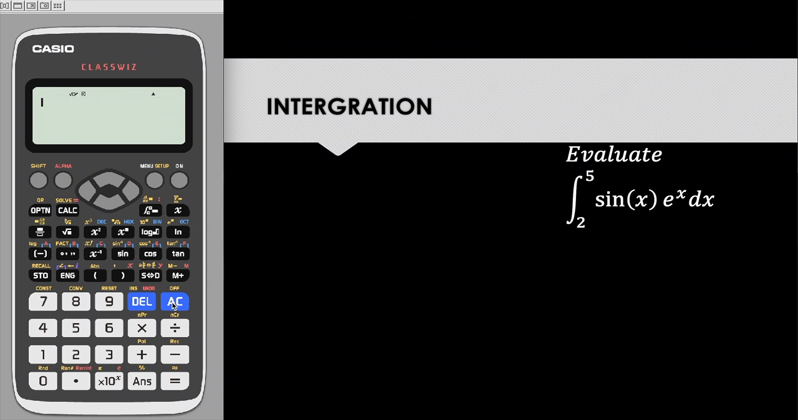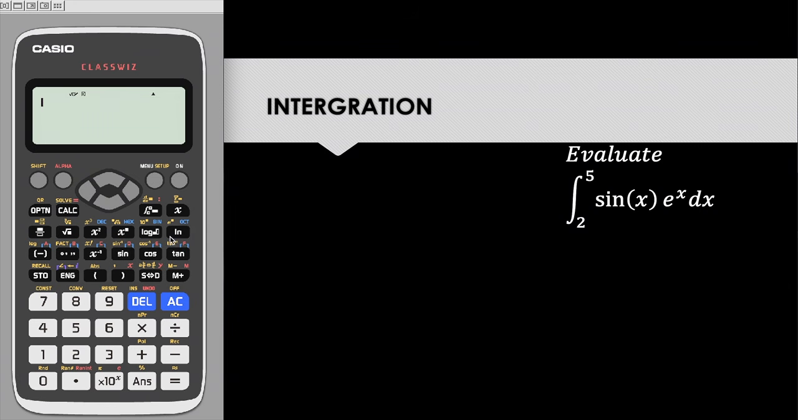So we need to evaluate the integral between the limits of 5 and 2 for sine x multiplied by e to the x with respect to x. Now, a question like this you would probably solve using integration by parts, which of course you would still have to do in the exam because in order to get the marks you need to show your workings. But this is a good way to double check your answer.